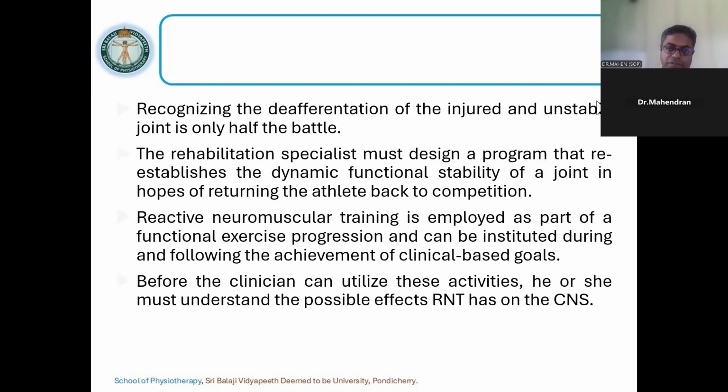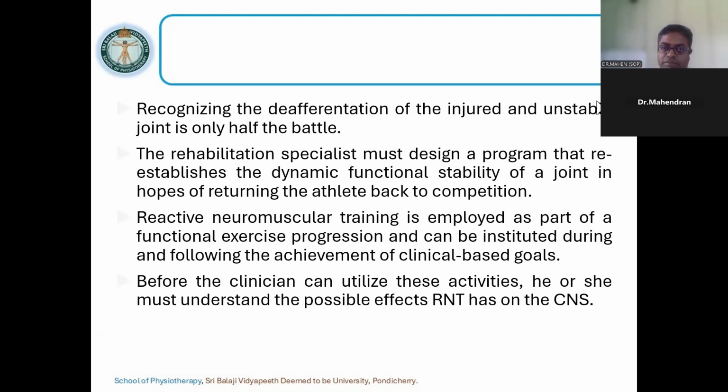Recognizing the deformation of an injured and unstable joint is only half of the battle. That is, how the injury happened and what all the consequences would be. Understanding these things is only half of the battle, but the remaining part is how to rehabilitate and restore the joint to a near normal state. The rehabilitation specialist must design a program that re-establishes the dynamic stability of the joint in hopes of returning the athlete back to competition.